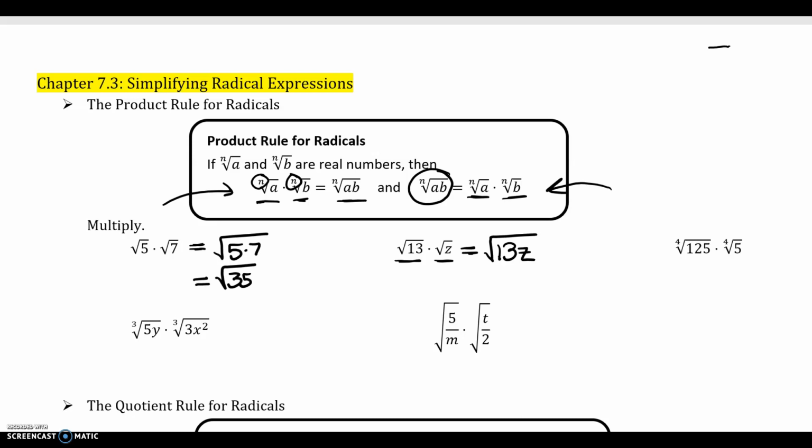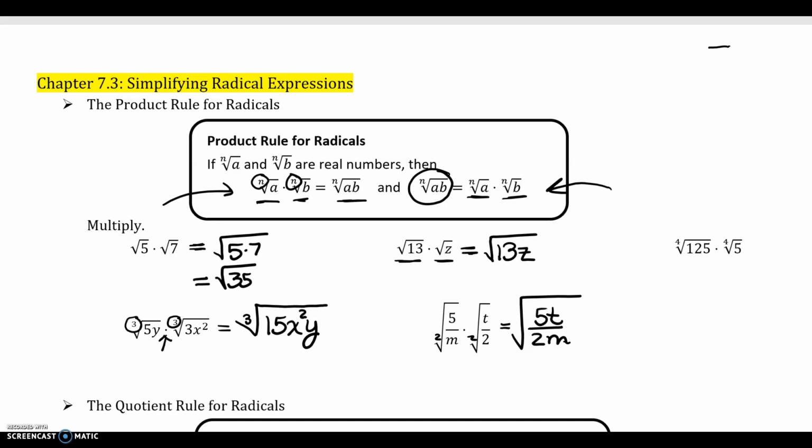So I'm going to move down here to a cube root. They're both cube roots and they're being multiplied. So really all I'm going to do is do the multiplication of the cube root under the root. 5 times 3 is 15, x squared y. And the last one I'm going to do before we do the fourth root one is another square root. They're fractions. So because they're both square roots, they both have the same index, I'm going to do that multiplication under the radical. So remember, when we multiply fractions, we multiply across. So it's 5t over 2m.